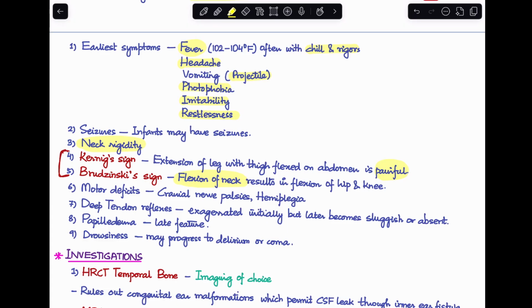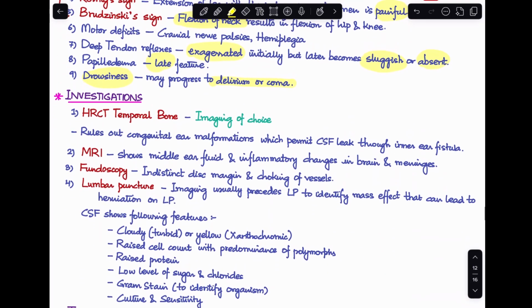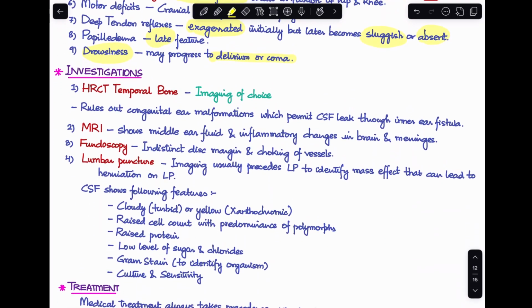Other than this, you can end up seeing motor deficits like hemiplegia or any other cranial nerve palsy. Deep tendon reflexes are initially exaggerated, but at a later stage, they can become sluggish or even be absent. Papilledema is a very late feature. And lastly, coming to level of consciousness, the patient can be drowsy, and this may over time progress to delirium or even coma.